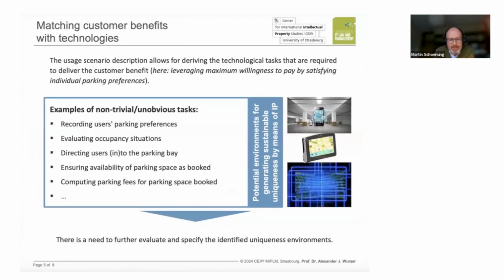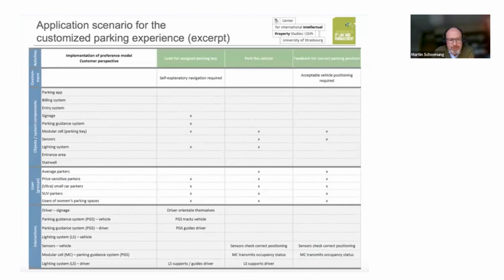In the next line, where it's about the objects, please go back to the previous slide. No, slide 3 exactly. In the third line, which is about the objects or system components, the different objects with which the user is interacting are mentioned. So in this case, in the right process, it's the modular cell, so the parking bay, and it's the sensors with which the user is interacting.